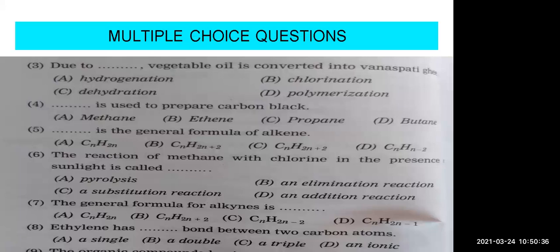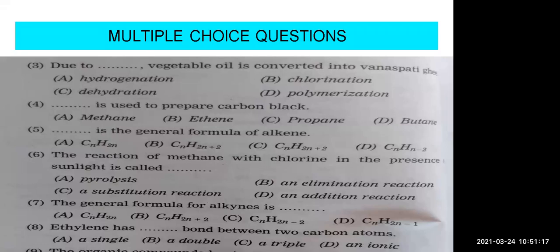Then comes the reaction of methane with chlorine in presence of sunlight. What will be the reaction of methane, that is CH4, with chlorine when sunlight is present? Different types of reactions are given to you: pyrolysis, elimination reaction, substitution reaction and addition reaction. First of all, you should know the meaning of all these reactions. Elimination means whenever you eliminate some atoms. Substitution means a replacement reaction, that means whenever you replace the atoms or the molecules. Afterwards comes the addition reaction. Addition means you have to add something.